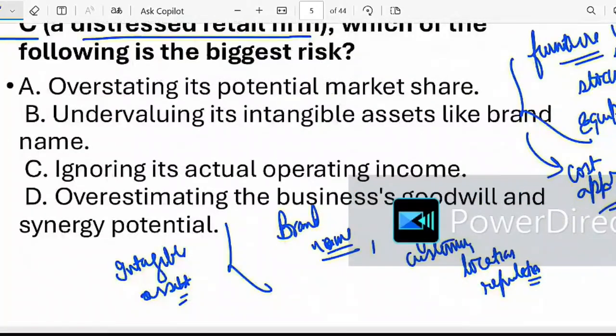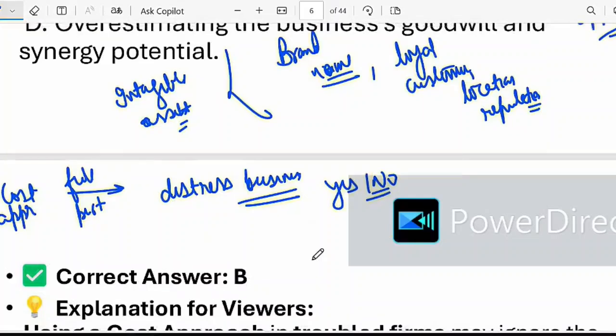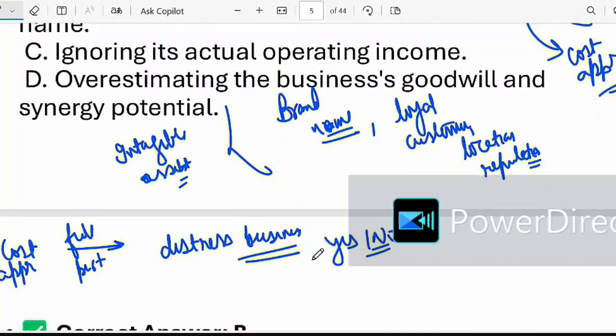But what about intangible assets like brand name, loyal customers, location reputation? These are intangible assets. Can you quantify them? Can they be quantified using the cost approach? The answer is no, right? So the statement is false. The cost approach does not give you the full picture, especially when intangible assets are still worth something.